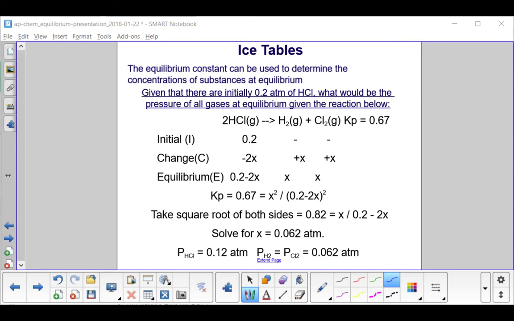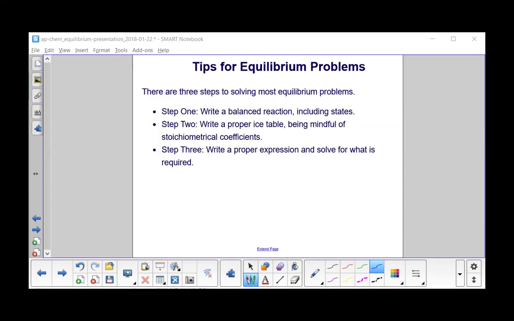So if we know the equilibrium constant and the initial concentration of our reactants, we can use an ice table to find the equilibrium concentrations or pressures. Here are some general tips for solving most equilibrium problems. First, start with writing a balanced reaction including states. Then, write a proper ice table, being mindful of stoichiometric coefficients. Finally, write a proper expression and solve for what is required.